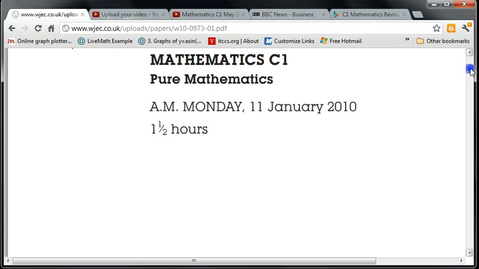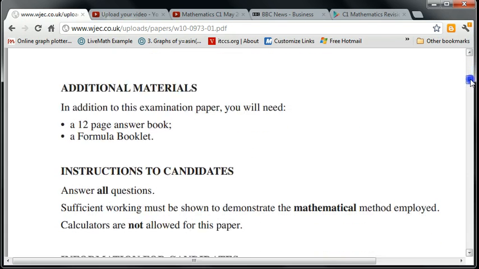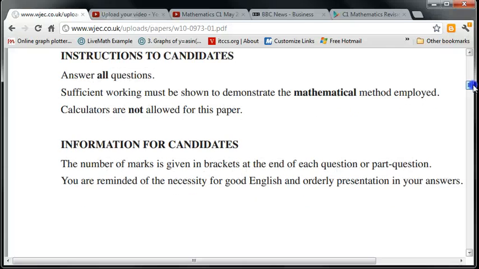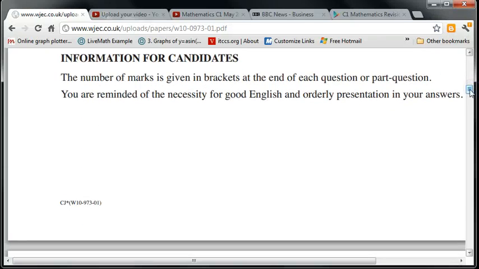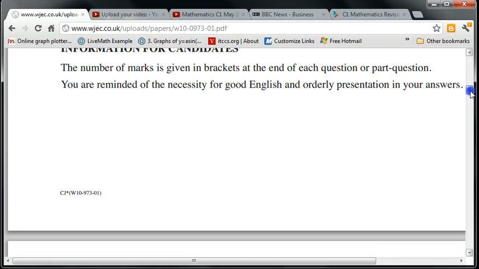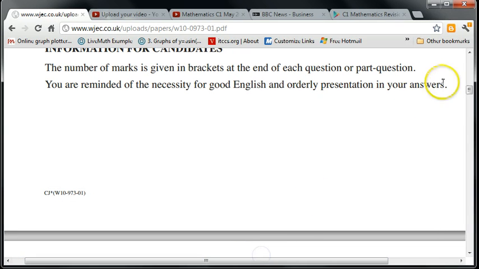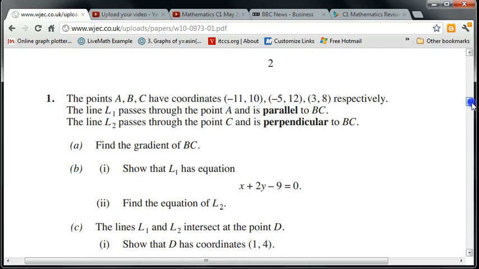So let's have a look at this particular paper and see how we might best approach it. We've got our answer book, we've got our formula book, we're asked to answer all questions, and we need to show our working. We haven't got a calculator with us, and we know the marks on the right hand side for each of the questions. And we also have to be reminded that we need good English when we do these things, haven't we? So explain our answers.